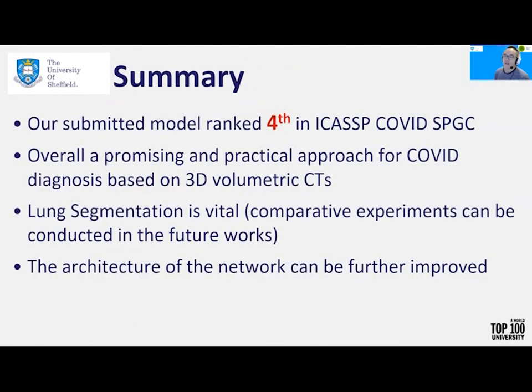To summarize, our approach yields quite good classification accuracy in the IEEE COVID competition. And it is a promising approach for practical use because the framework is fully automatic and the implementation is very simple and straightforward.